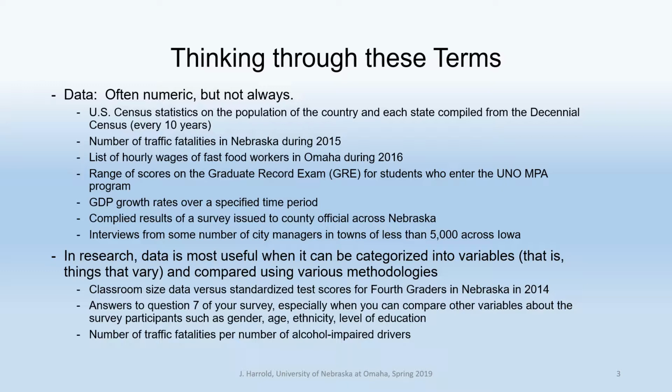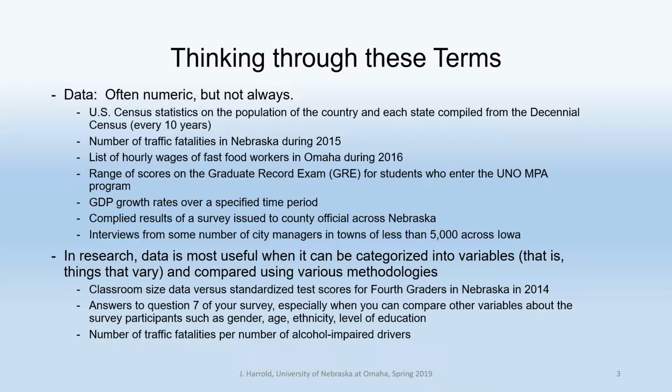List of hourly wages of fast food workers in Omaha during 2016. That's data, right? That doesn't, in and of itself, relate to anything unless you relate it to other wages. Range of scores on the GRE for students who enter the UNO MPA program. That's data that is collected. Then later, that data is often used to be predictive or to examine whether or not it is predictive.